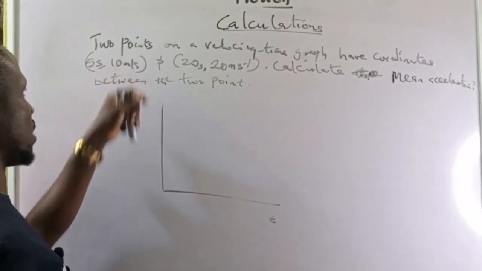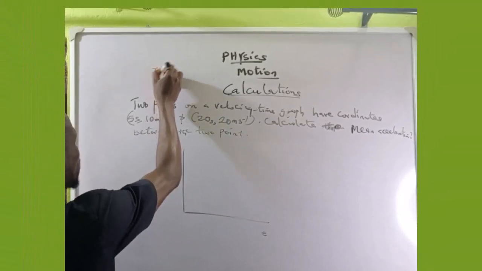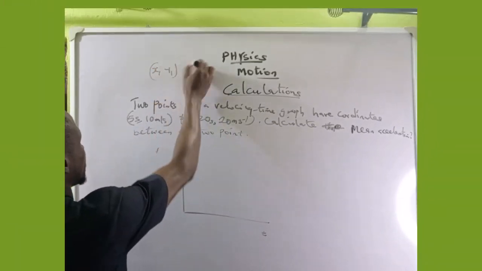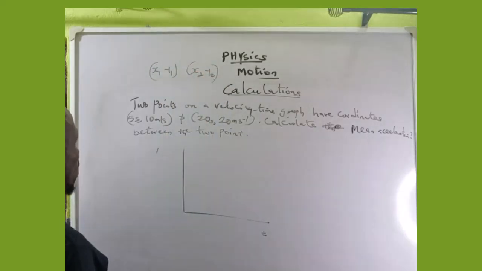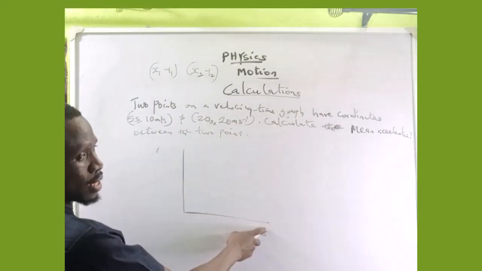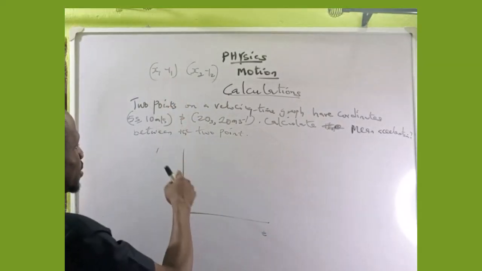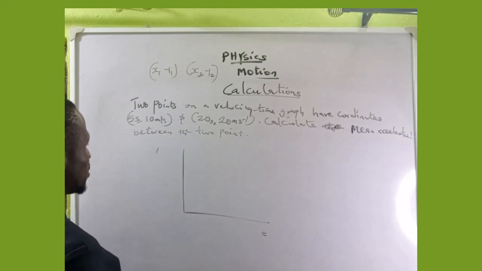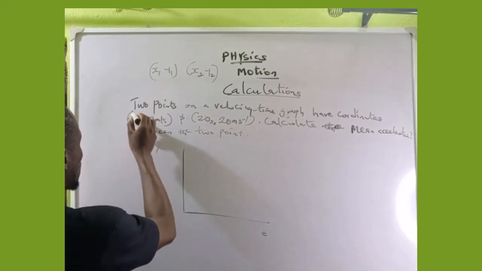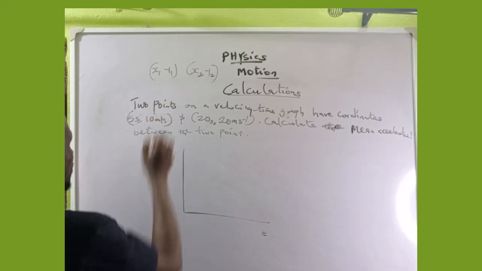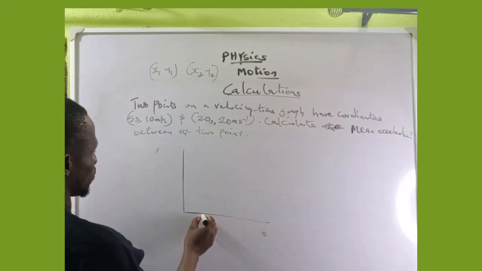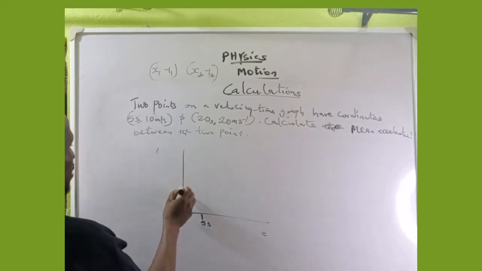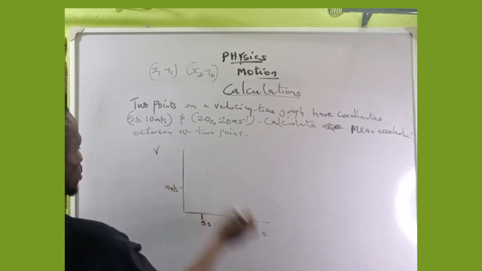5 seconds, 10 meters per second, the coordinate is x1, y1, and then x2, y2. I hope you know that. So x1 is on the horizontal axis, y1 is on the vertical axis. What is the first x1 on the horizontal axis? 5 seconds. What is the first y1? 10 meters per second, because this side is velocity, here is time.